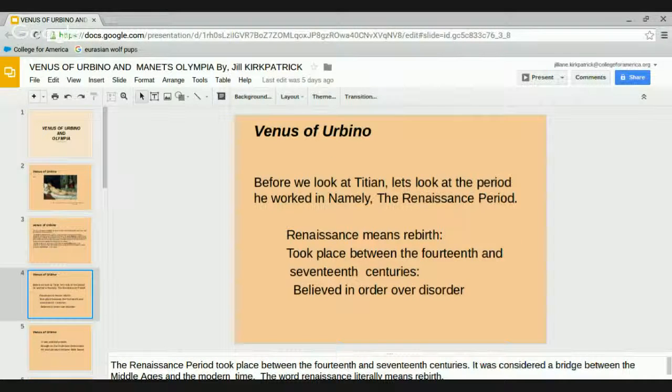The Renaissance period took place between the 14th and 17th centuries. It was considered a bridge between the Middle Ages and the modern time. The word Renaissance literally means rebirth.